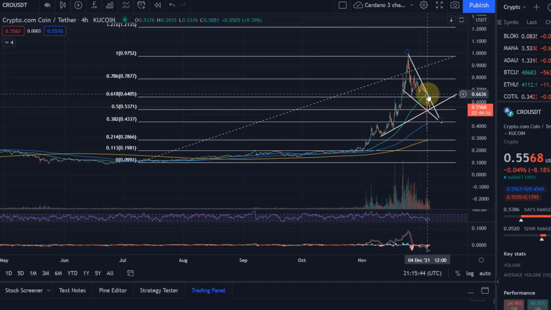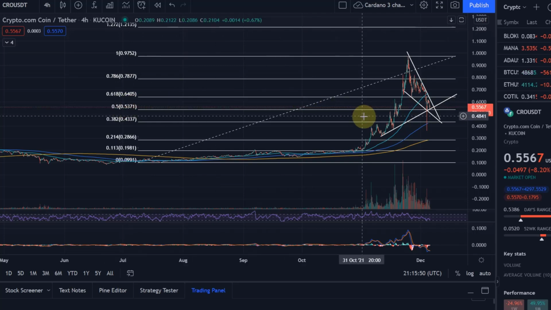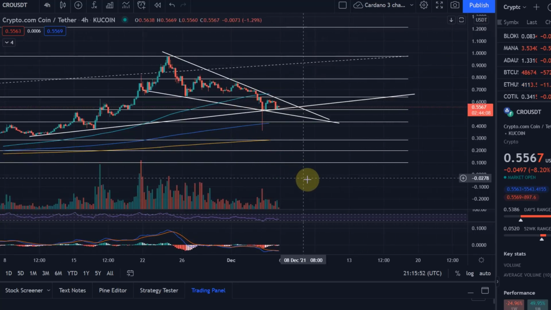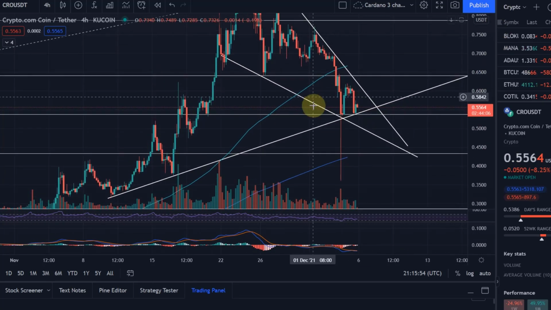We dropped below that and rushed one level down on the fib scale. Currently we're finding support at the 0.5 fib level at 53 cents. As you can see, a very relevant fib level. There you go. Support, support, support here, and support here.